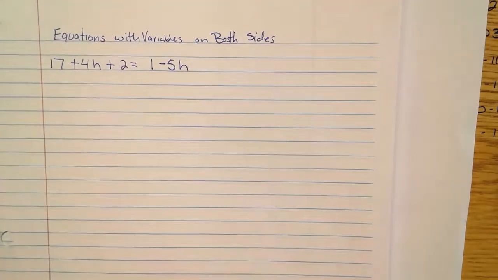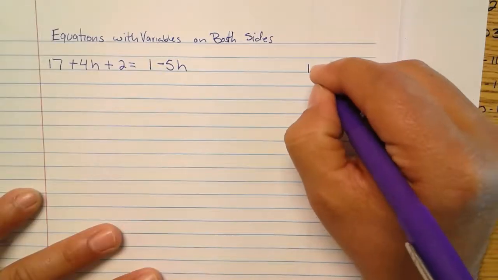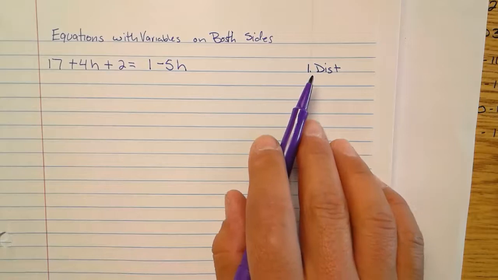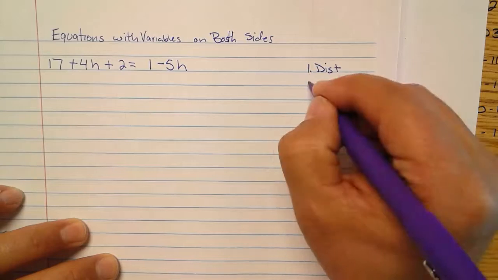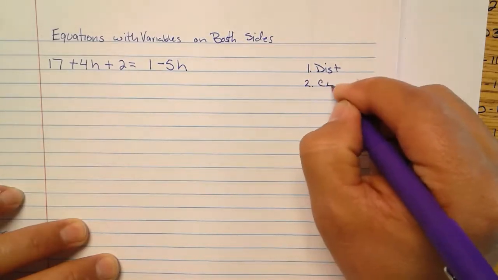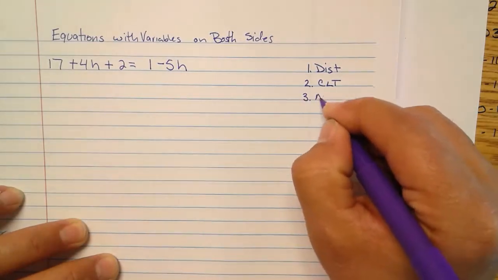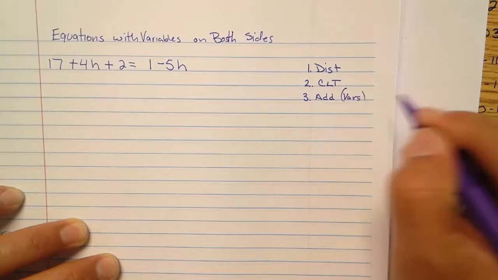On page 28 of our math textbook, we saw 5 basic steps that are used to solve just about any equation. The first step was to use the distributive property. I'm shorthand writing this on the right hand side just because I don't want to write the entire process. Step 2 was to combine like terms. Step 3 was to add so I can get the variables on one side of the equation.